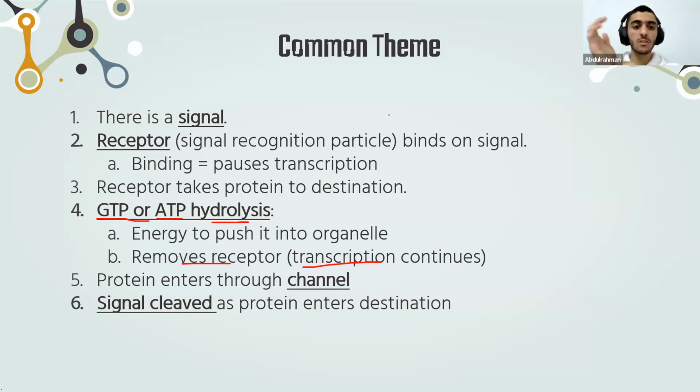All right? Is this clear? So you can think of it like a bully, which is a receptor, bullying the signal, and then whatever organelle we're going to is basically like the teacher separating the two bullies. If you understand it that way, it makes it very easy for you.